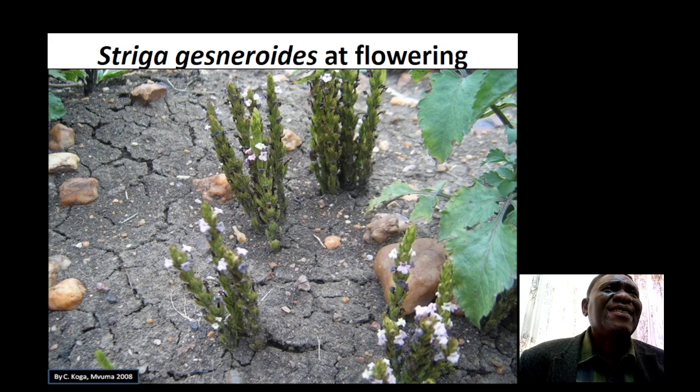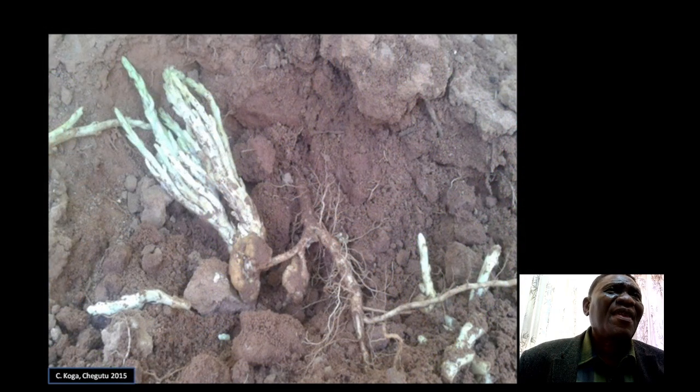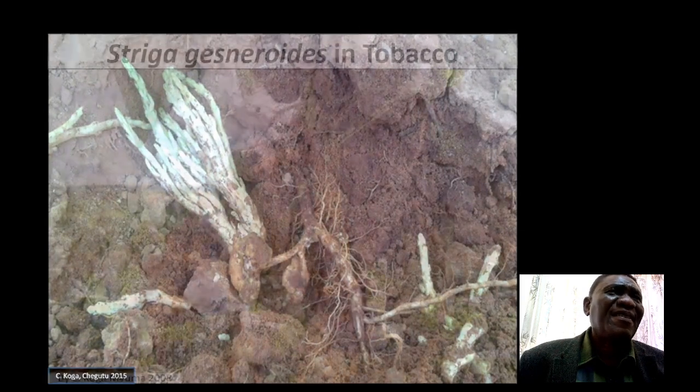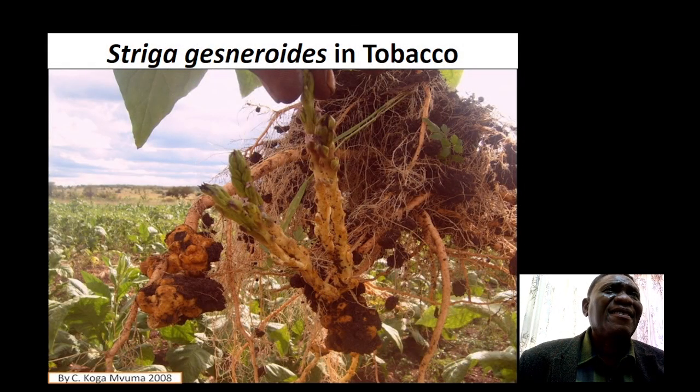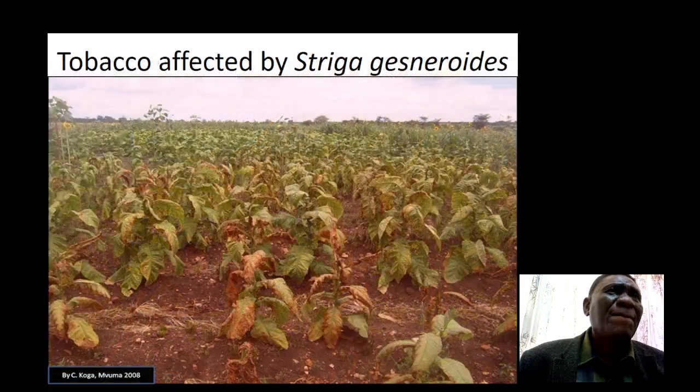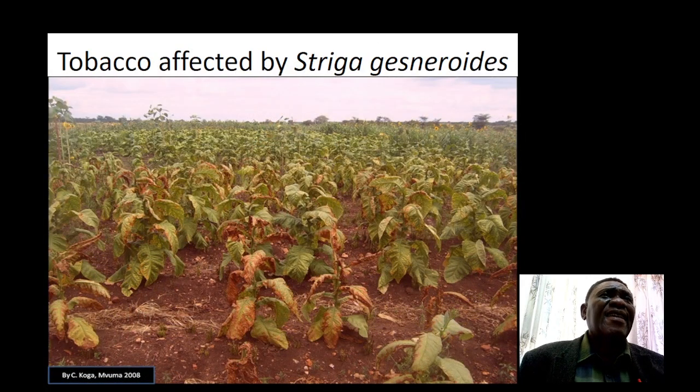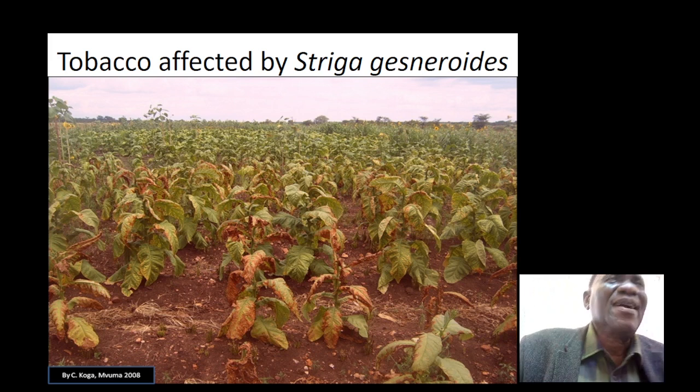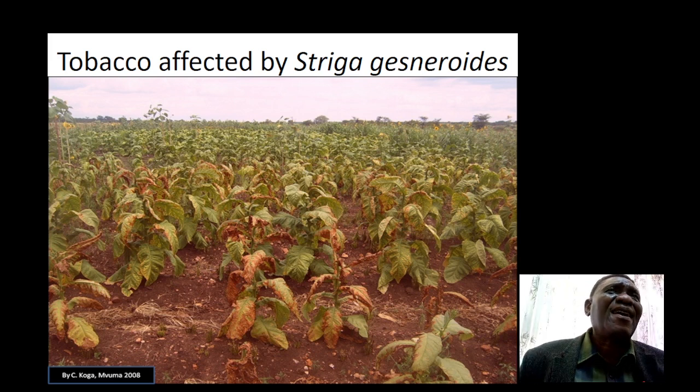These are Striga gesneroides in tobacco. Again, Striga gesneroides in tobacco. This then is the tobacco which was affected by the infection of Striga gesneroides.